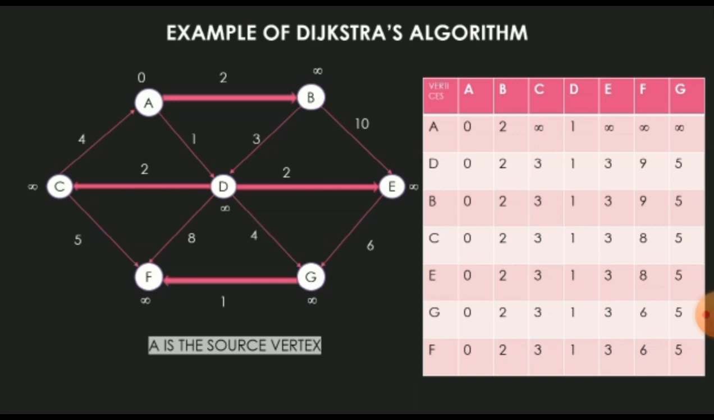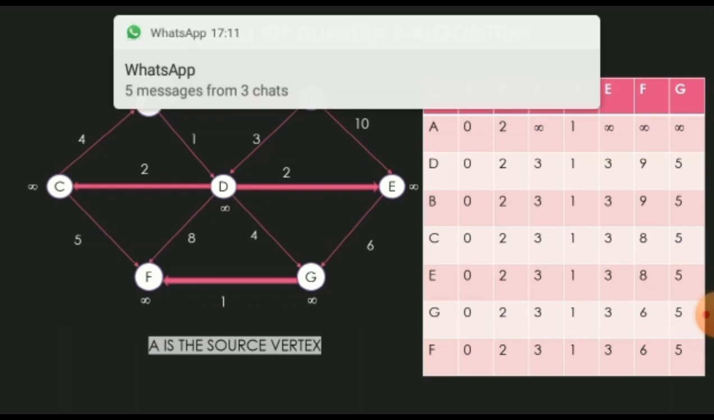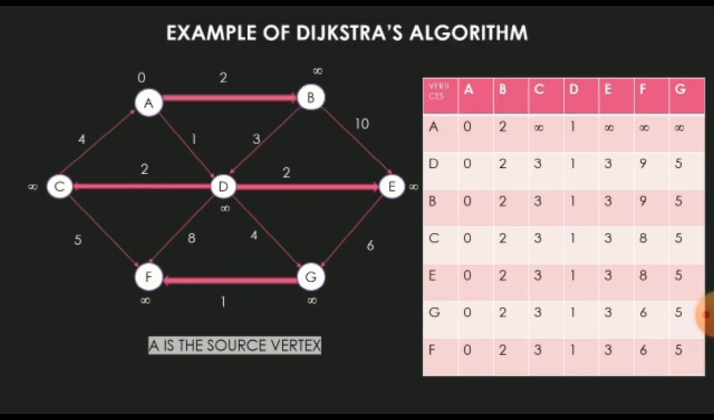Now we visit E as the next node. From E we have an edge to G. As we know that the weight of E is 3 and the edge weight of EG is 6, the weight of G with respect to E becomes 9. 9 is greater than 5, so the weight of G remains unchanged. Now we compare the weights of F and G. Here G has the smaller weight, so we visit G as the next node.